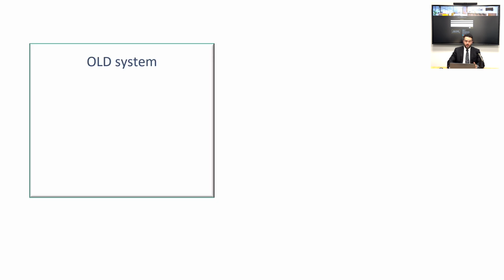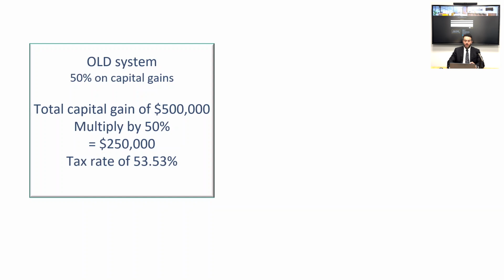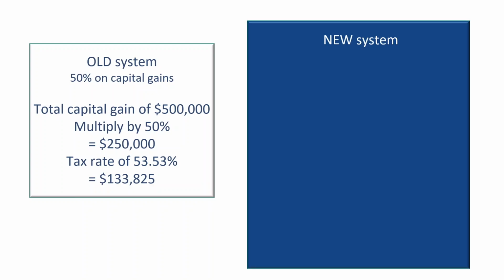So under the old system, you have 50% on capital gains, so a total capital gain of $500,000. Multiply that by 50% equals $250,000. You then take that and multiply it by the marginal tax rate of 53.53%. That equals $133,825.